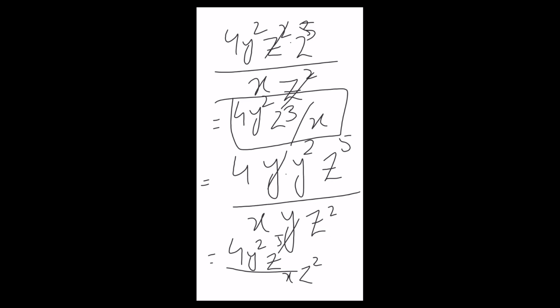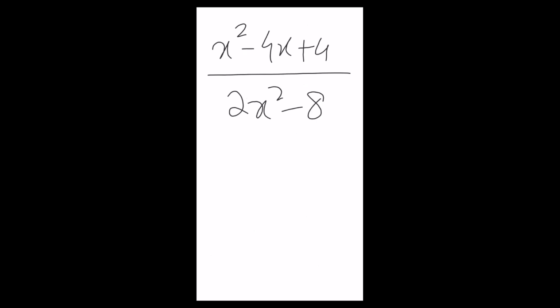Okay, good. So this time I am giving you one question to solve yourself because I won't tell you anything. You just try yourself and let me know what's the answer. So this time you have a question: x squared minus 4x plus 4 divided by 2x squared minus 8. Try it once.